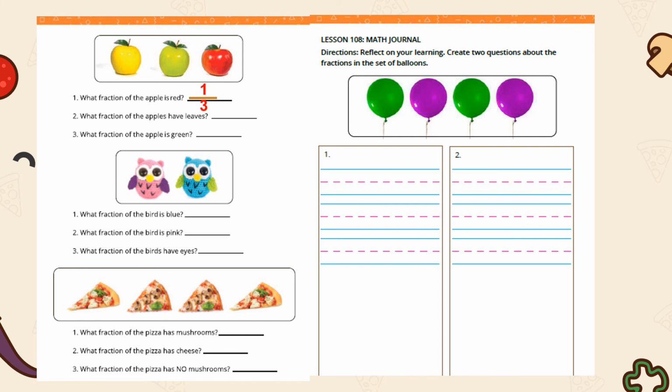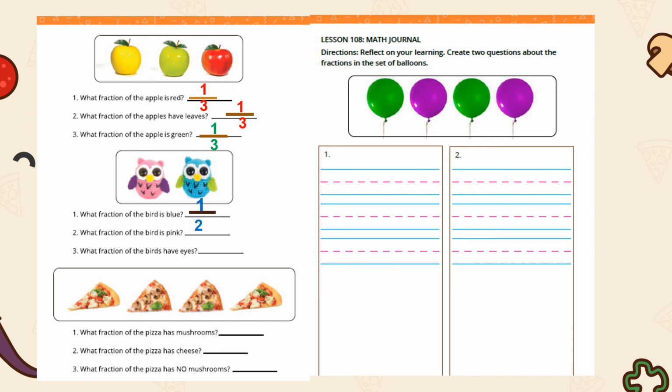Number 2, what fraction of apples have leaves? Just one apple. So the fraction will be 1 over 3. What fraction of apples is green? Just one green apple. So the fraction will be 1 over 3. Next, we have a group of birds. What fraction of birds is blue? Just one blue bird and the total is 2. So the fraction will be 1 over 2.